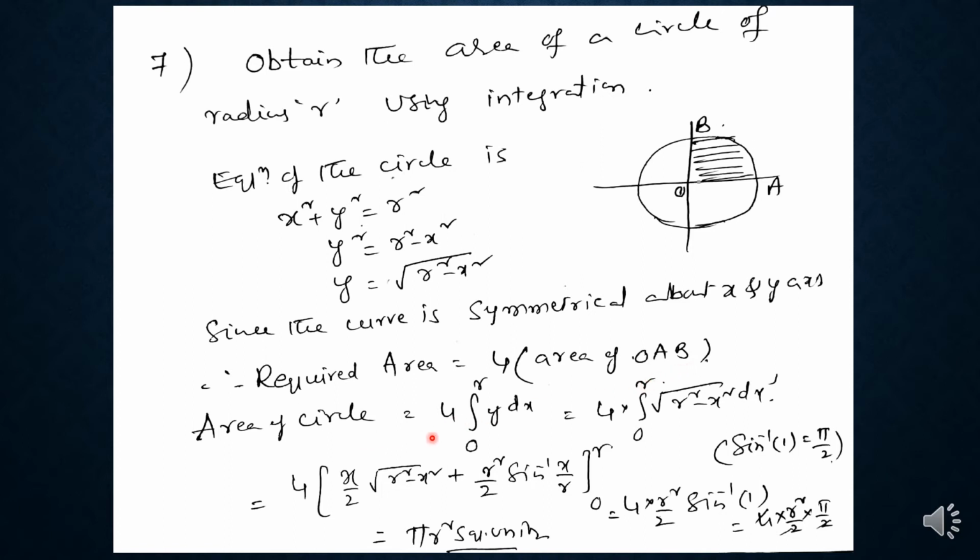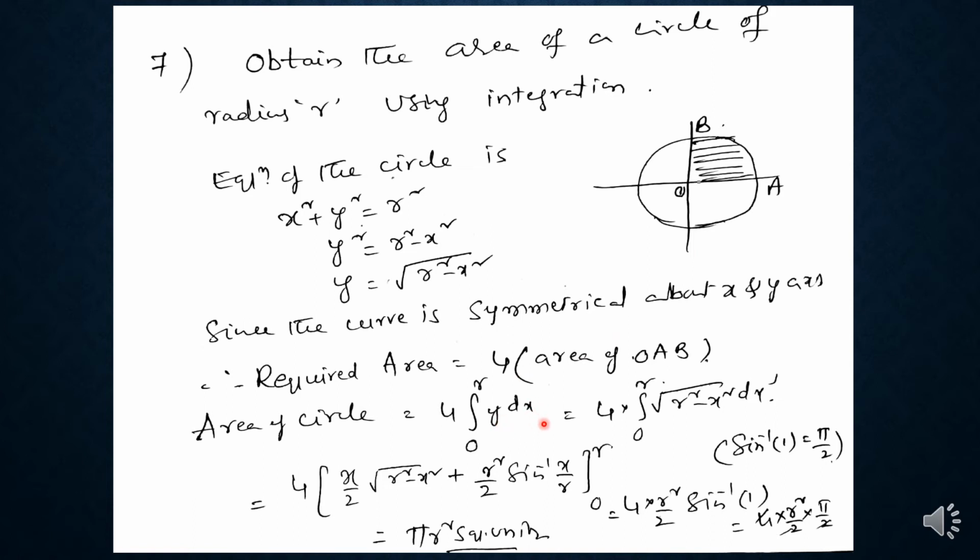So the area of the circle is equal to 4 into the integral from 0 to r of y dx. Here the limits are x is equal to 0 and, at the point A, x is equal to r. This is the area bounded by the circle arc AB, the x-axis and the two ordinates x is equal to 0 and x is equal to r, because the radius of the circle is r, so OA is equal to r. At the point A, the coordinates are (r, 0), so x is equal to r. In the first quadrant the area can be evaluated by the integral from 0 to r of y dx.